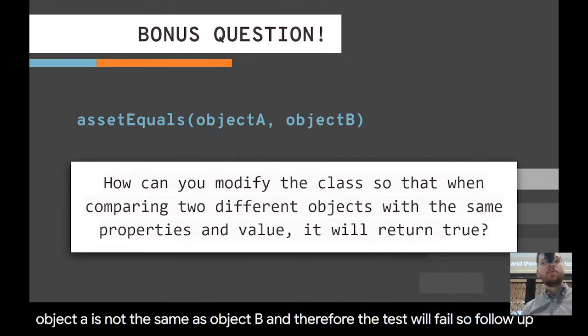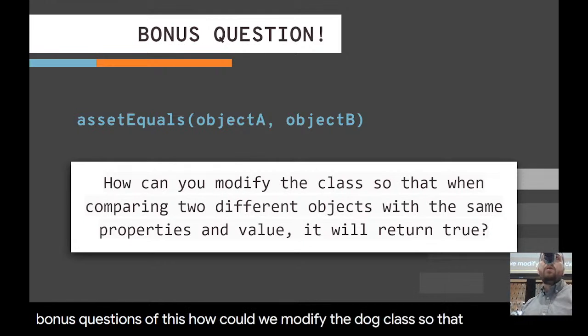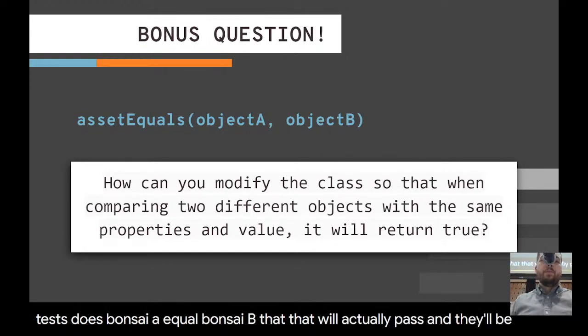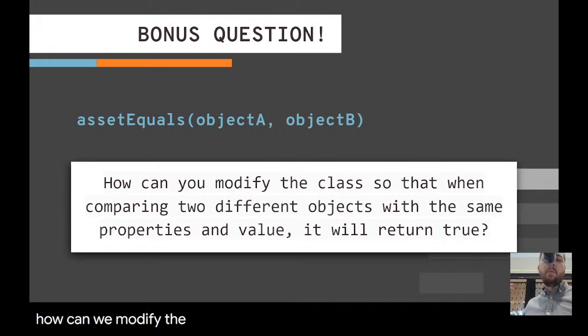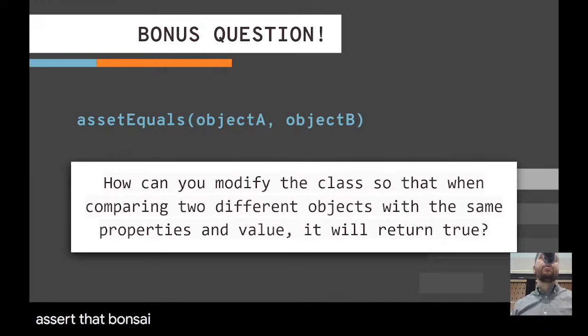So, a follow-up bonus question: how could we modify the doggo class so that when we run a test, like does bonsai A equal bonsai B, that will actually pass and be true? How can we modify the class so that when comparing two different objects with the same properties and values, it will return true? Well, we could assert that bonsai A.toString equals bonsai B.toString.